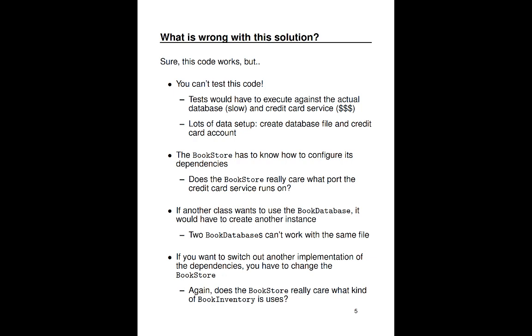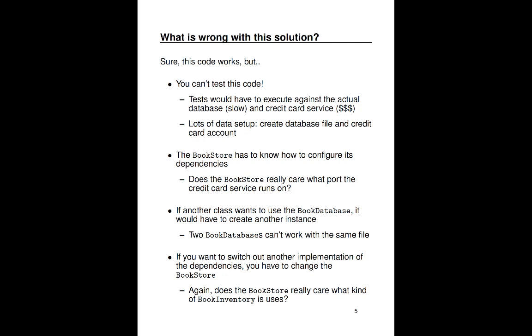Also requires a lot of data setup, right? You'll need to create the database file and create an account with the credit card processing code. And because of this, this code is hard to test. As we saw in the constructor for bookstore, the bookstore object has to know how to configure its dependencies. And you have to ask yourself, does the bookstore really care what port the credit card service runs on or what file the book inventory ends up using?